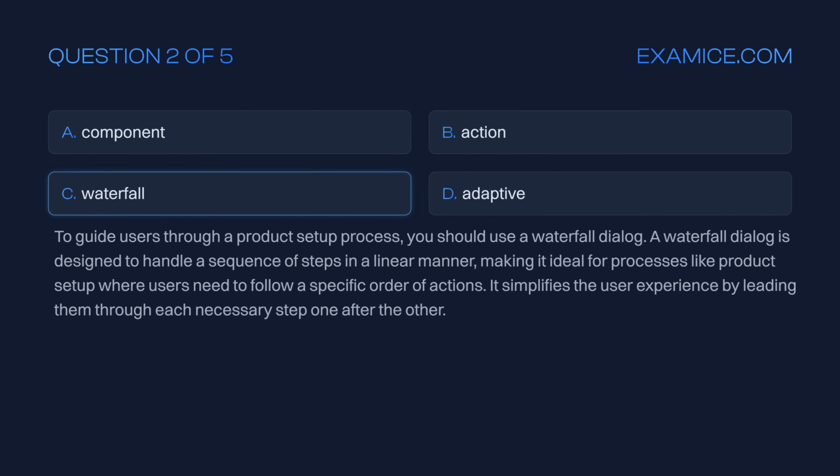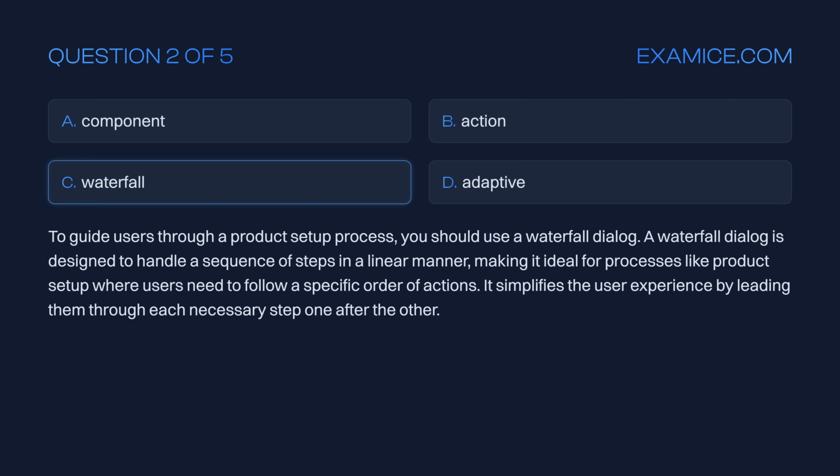The answer is option C. To guide users through a product setup process, you should use a waterfall dialogue. A waterfall dialogue is designed to handle a sequence of steps in a linear manner, making it ideal for processes like product setup, where users need to follow a specific order of actions. It simplifies the user experience by leading them through each necessary step one after the other.